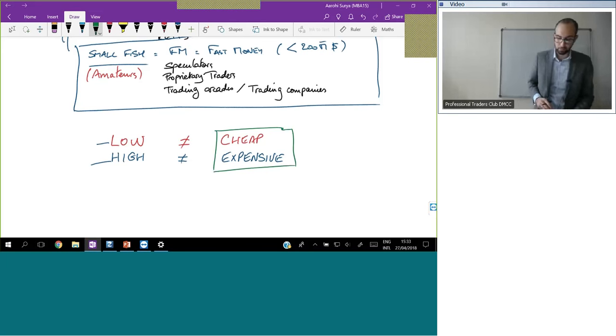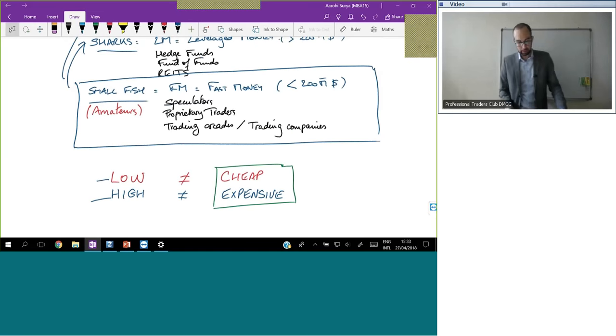Yes, the market at some point is cheap, and yes, at some point the market is expensive. But that doesn't mean that it is low for it to be cheap. I will show you examples where the market is high and it's cheap for a buy, and the market is low and it's cheap for a sell. So that's the first thing.